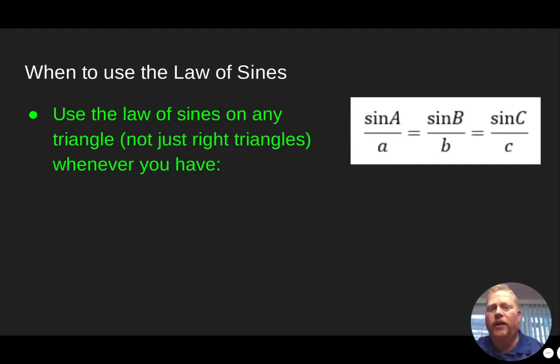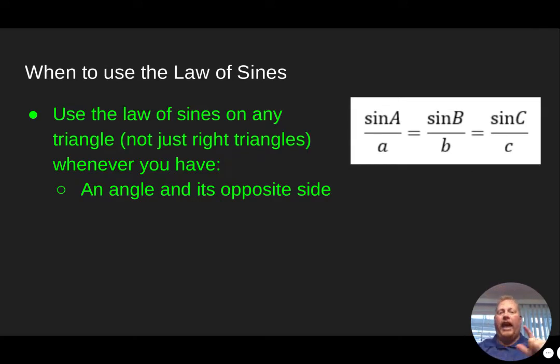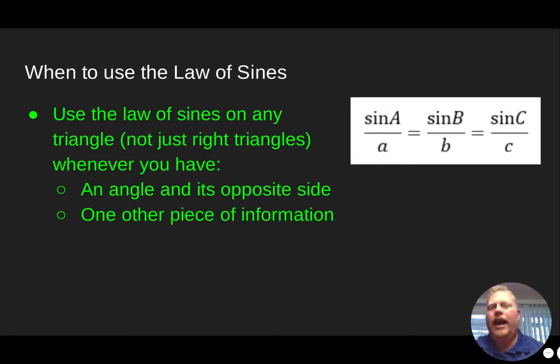So when do you use the law of sines? You use the law of sines on any triangle, not just right triangles. That's the main draw to being able to use the law of sines. But in order to use it, you have to have an angle and its opposite side. So you either have to have angle A and side a, or angle B and side b, or angle C and side c. You've got to have a full ratio in there. And you need to have one other piece of information. It doesn't matter whether it's an angle or a side. You just need one other piece of information.